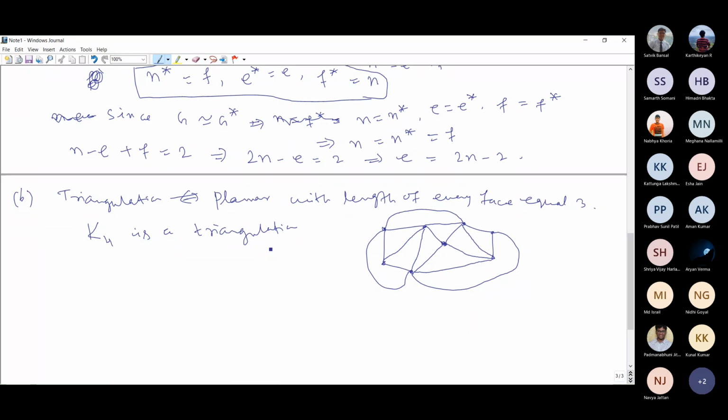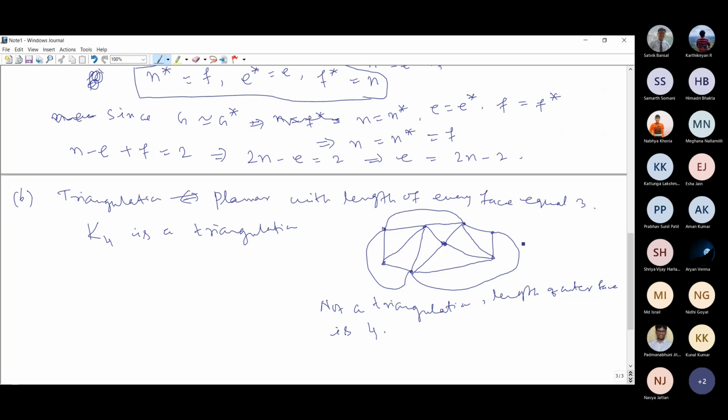It's 4. Yes, you are correct. So this is not a triangulation, right? The length of the outer face is equal to 4. So therefore this is not a triangulation, because the length of the outer face is 4, right?